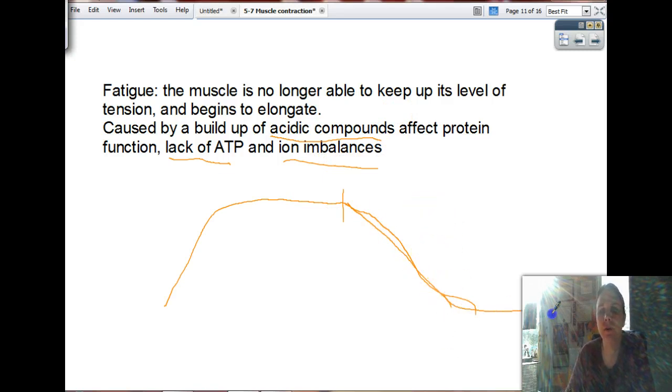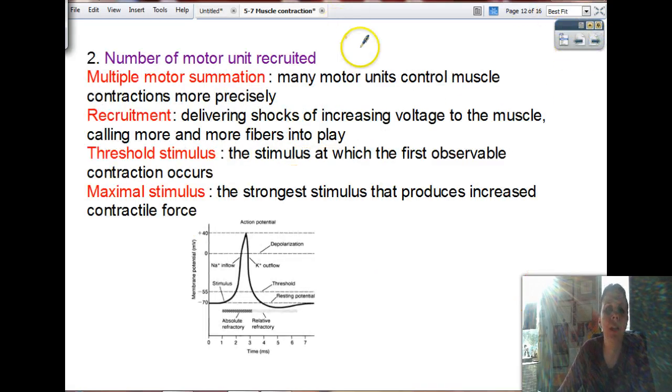So you have to wait for it to smooth out flat again, give it time to rest, and now when I stimulate it, it should go back up. Because if I try to stimulate it now, nothing's going to happen. Okay, next one, number of motor units recruited can affect the contraction.